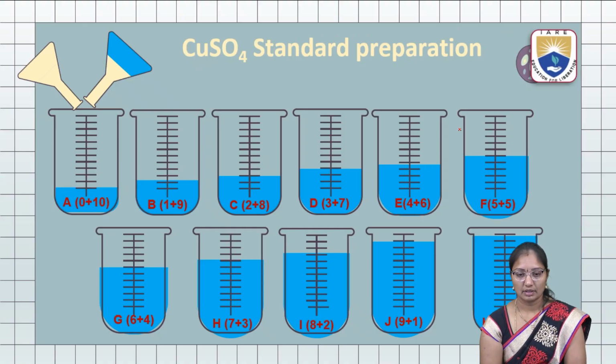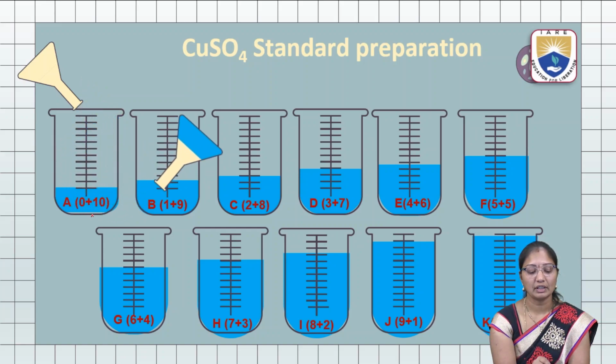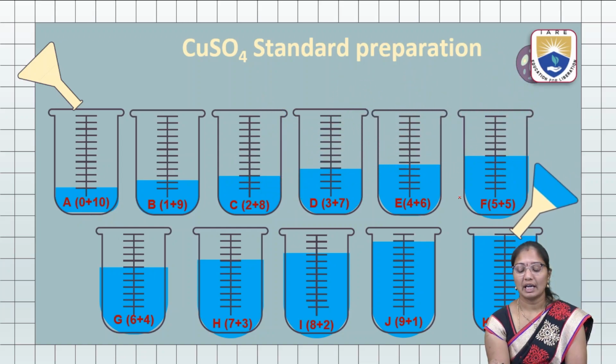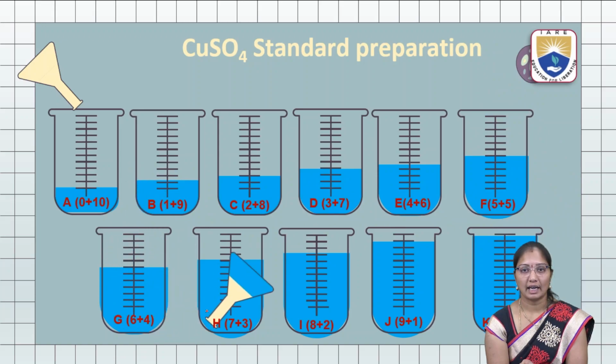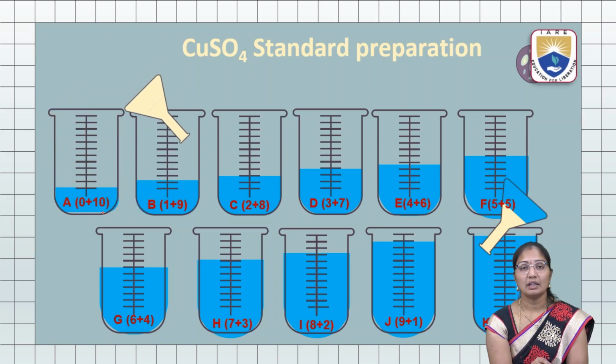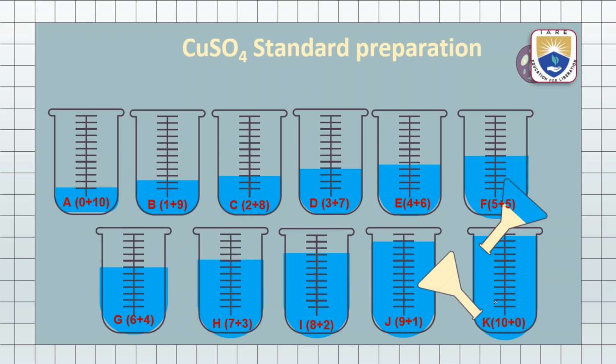This is the pictorial representation, where in the first tube we are not adding copper sulfate, so 0 ml of copper sulfate, followed by 1, 2, 3, 4, 5, 6, 7, 8, 9 and 10 ml. Once the copper sulfate solution is added, we make up with distilled water up to 10 ml. Again, we add 10, 9, 8, 7, 6, 5, 4, 3, 2, 1, 0 ml of distilled water. In the last tube there is only copper sulfate solution.